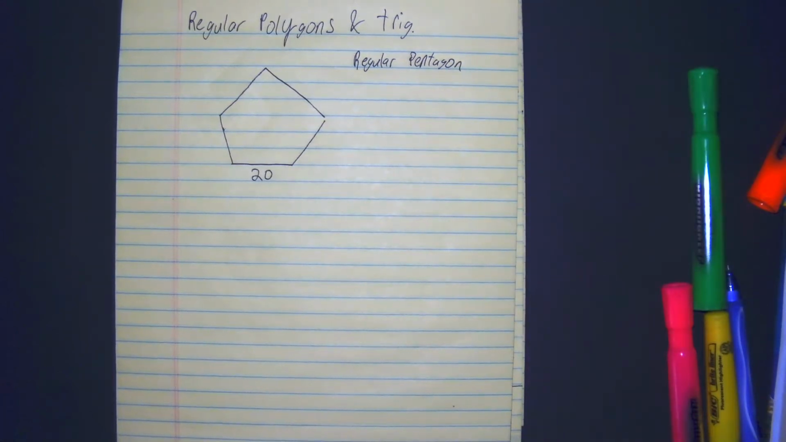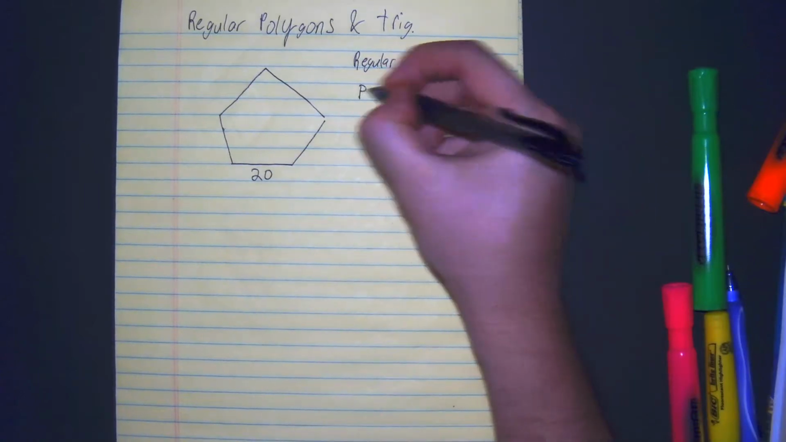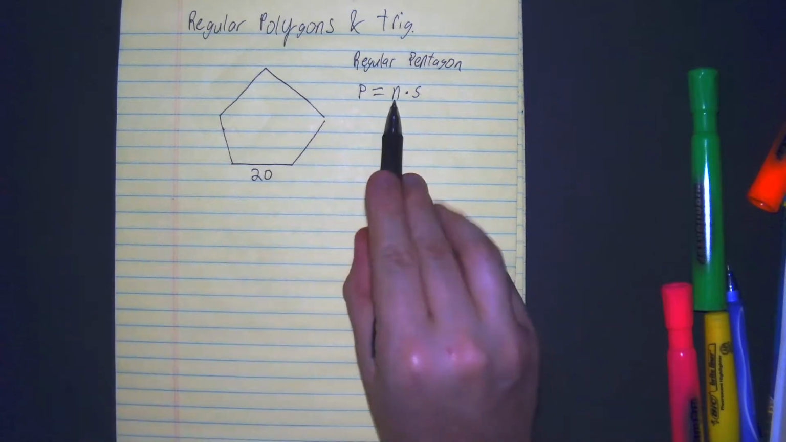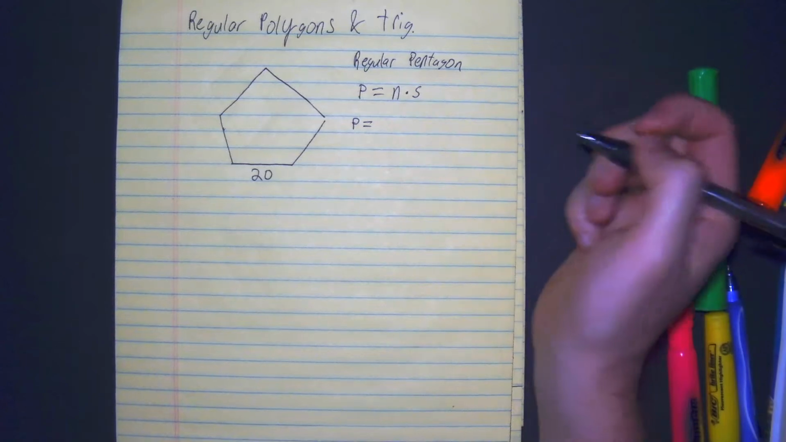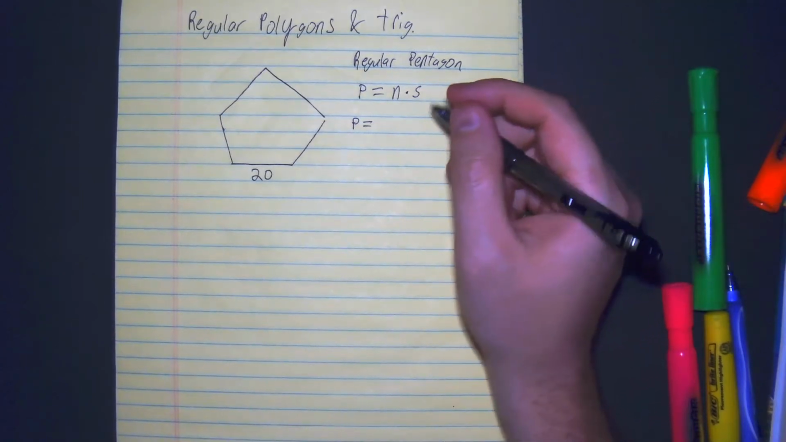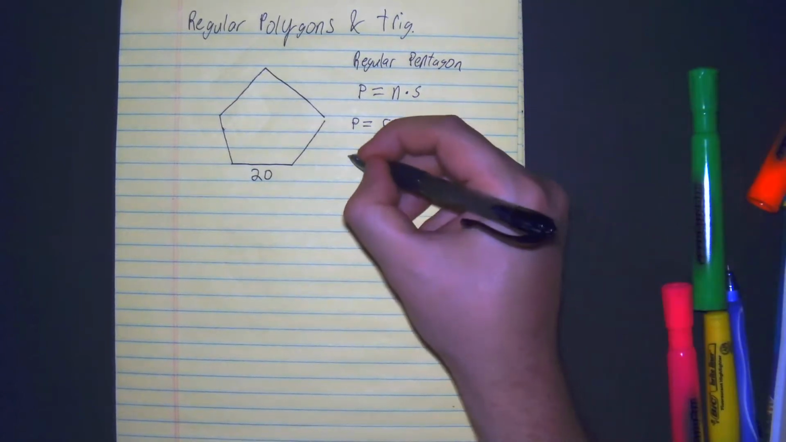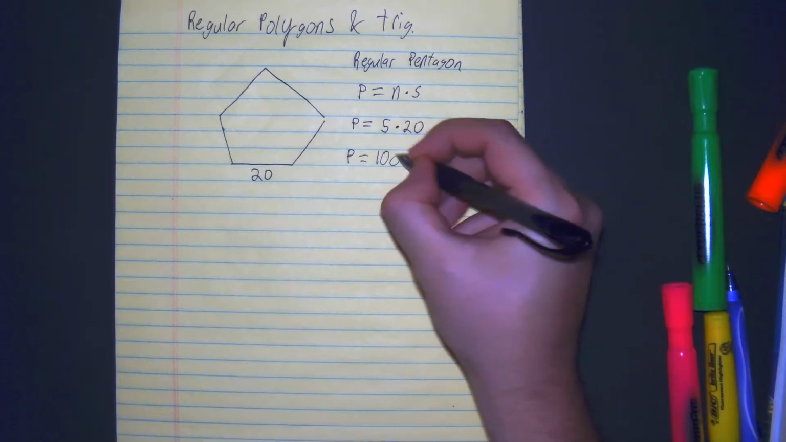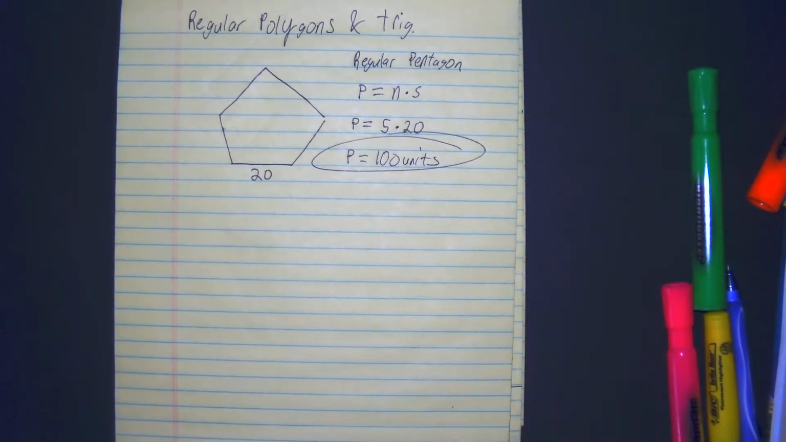With our regular pentagon, we have our side length. P is equal to n times s, n being the 5-sided figure, s being 20. P is equal to 5 times 20. P is equal to 100 units. So we're halfway there for this already, since we are given a regular pentagon.